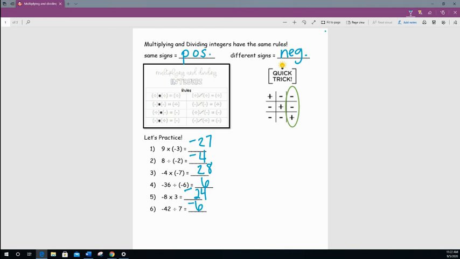So just to recap, same signs are positive, different signs are negative. And again, it doesn't matter whether you're multiplying or dividing. Those are the rules for it. Now, these rules only apply for multiplying and dividing. So don't try to use this trick for adding or subtracting because it will not work.